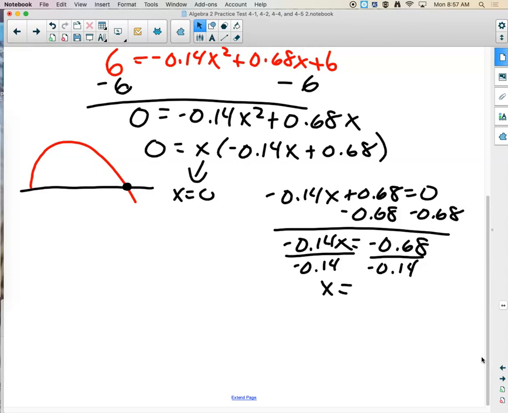Negative and a negative will be a positive. I just need 0.68 divided by 0.14. 4.86. 4.86 what? What should our label be? Seconds.